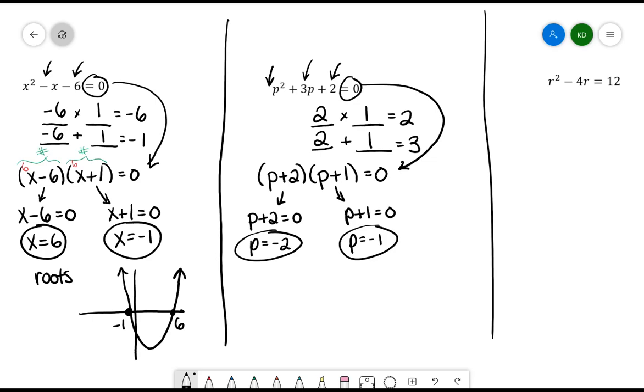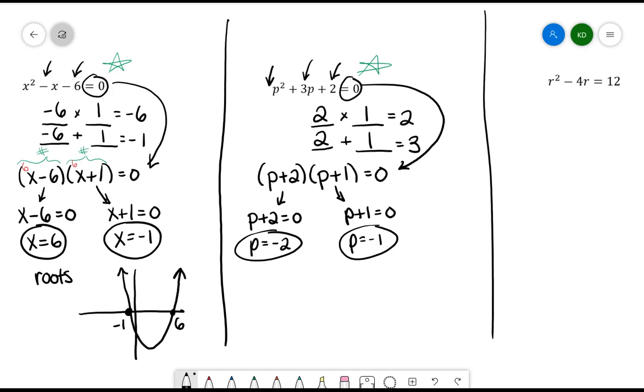Here what we have is r squared minus 4r equals 12. Here's where we want to be really careful. Did you notice that the two examples that I had before both were equal to 0? This is actually super key in when we're trying to factor. Unless I have everything on the same side of the equal sign, this doesn't quite work. What you may notice is that some people will try to factor out an r here and then they try to get it to equal 12 and it doesn't really work.